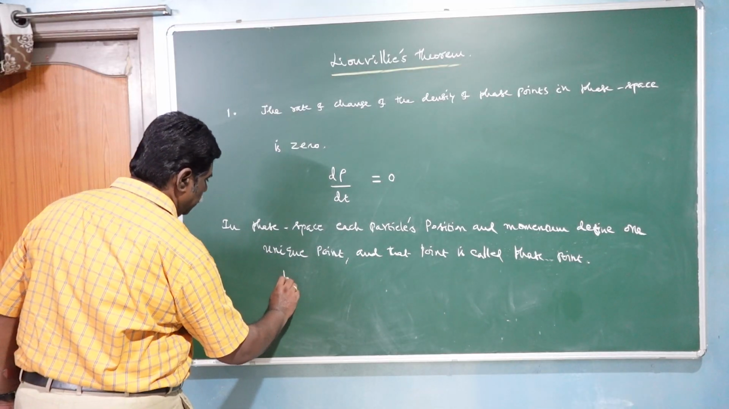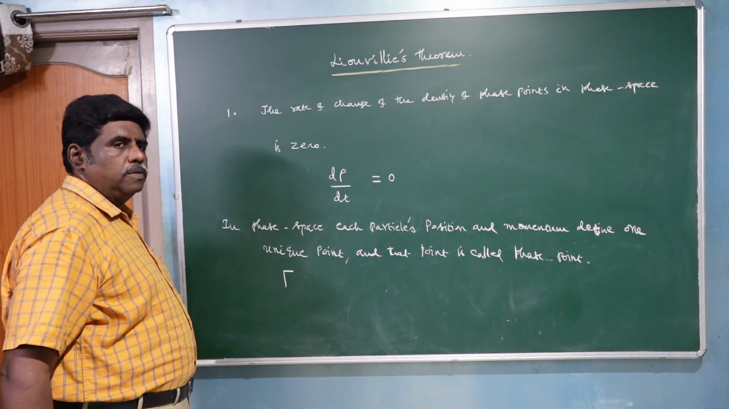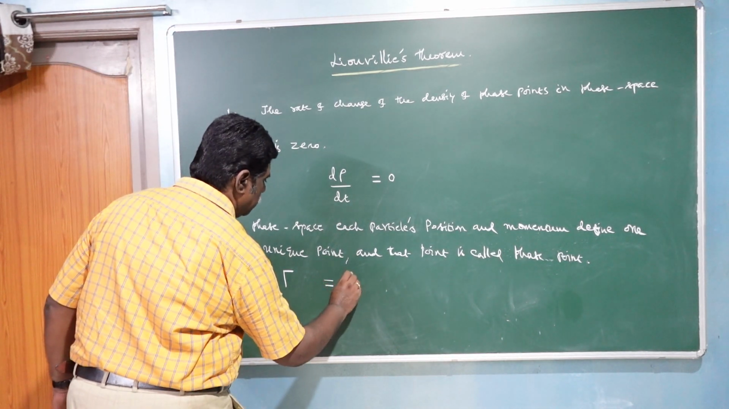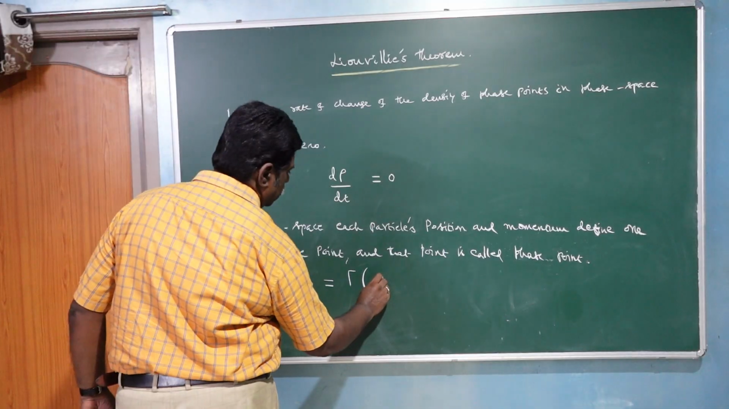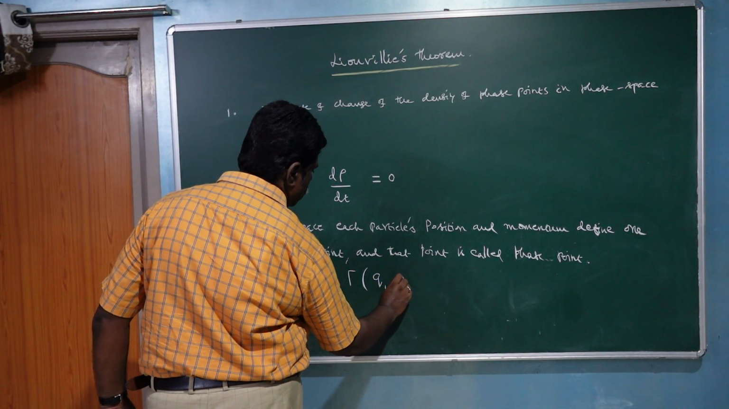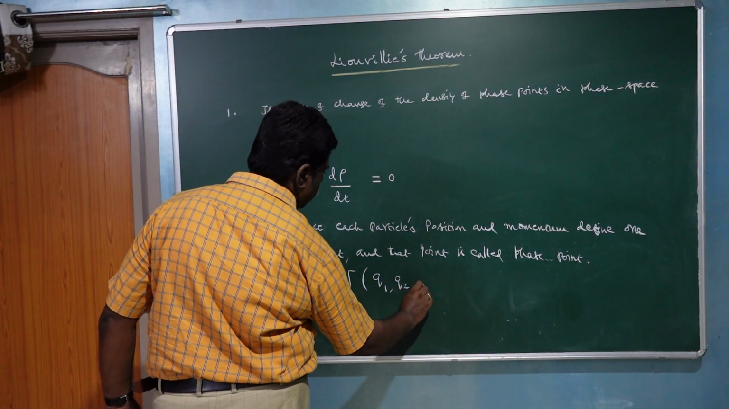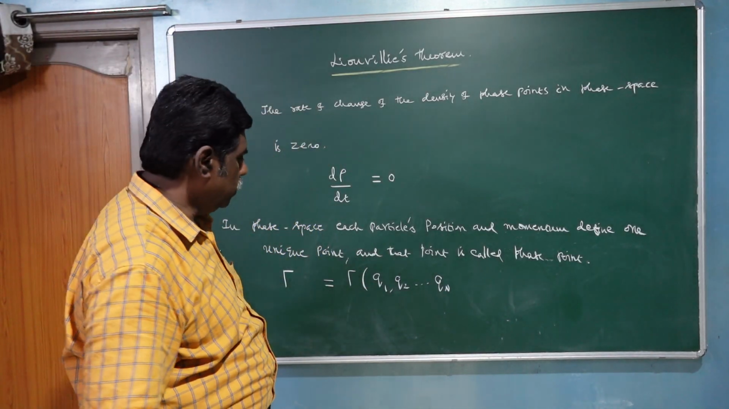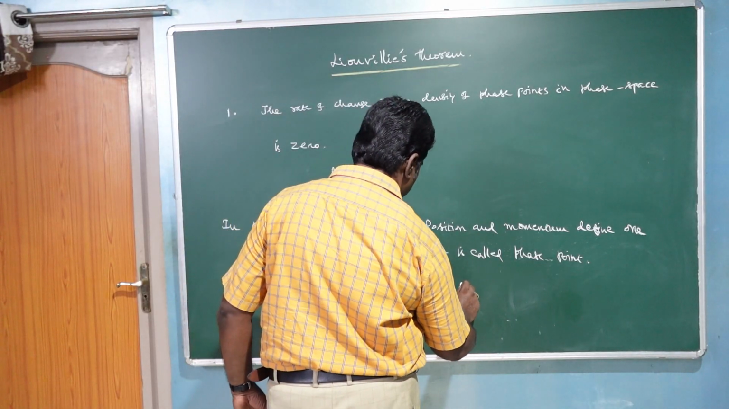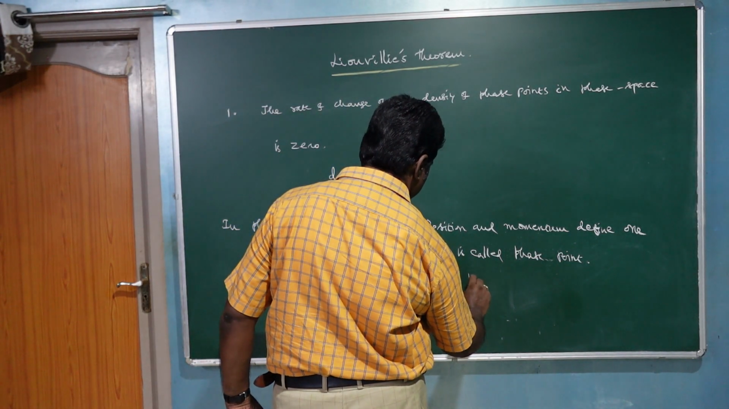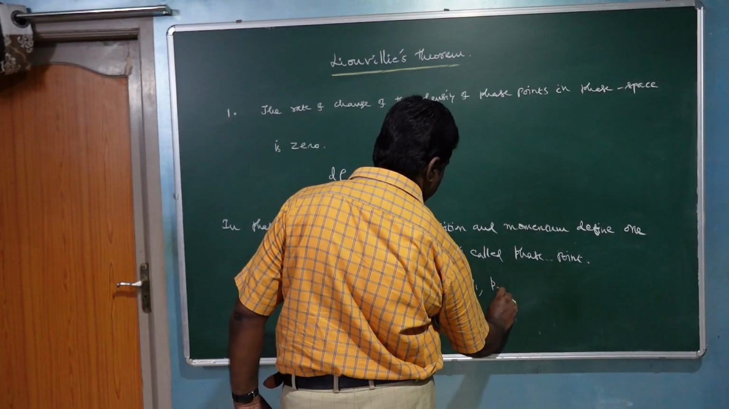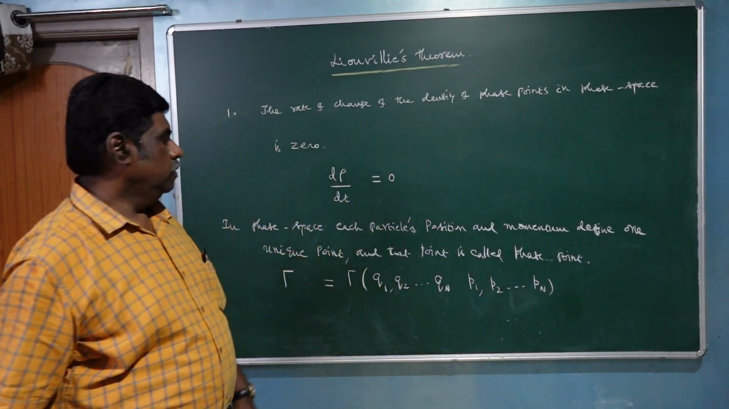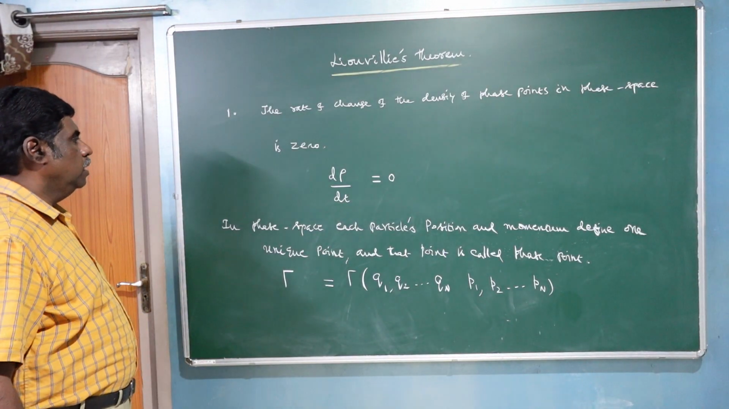To specify a phase point, we are using the symbol gamma. Gamma is a function of position and momentum. If the system is having a number of particles, gamma is a function of q1, q2, ..., qn, p1, p2, ..., pn. This is our phase point.